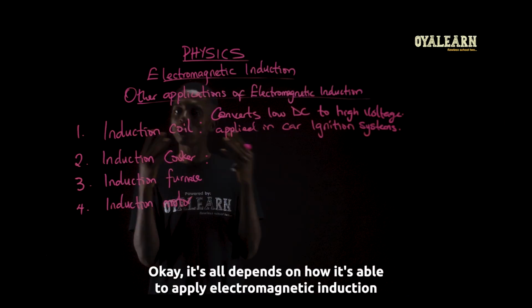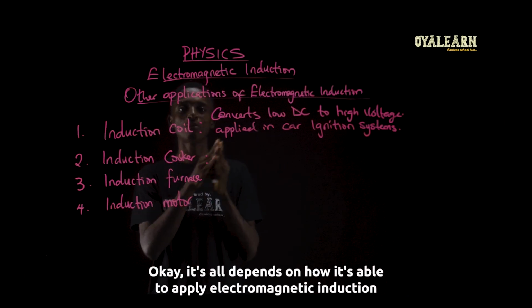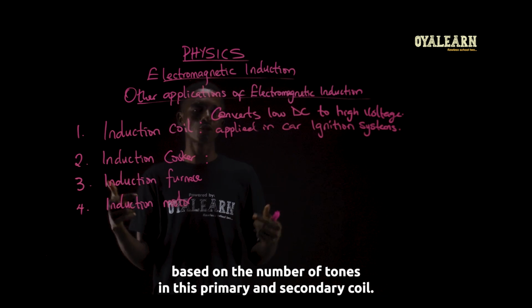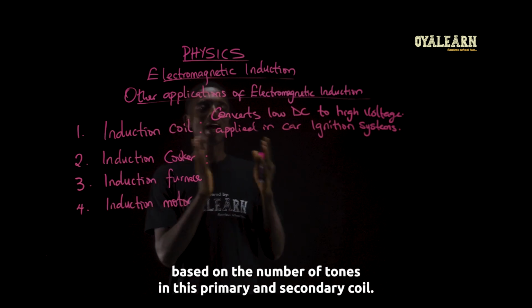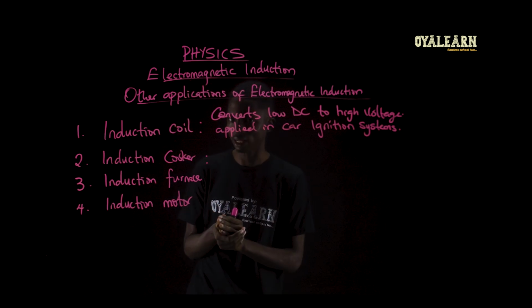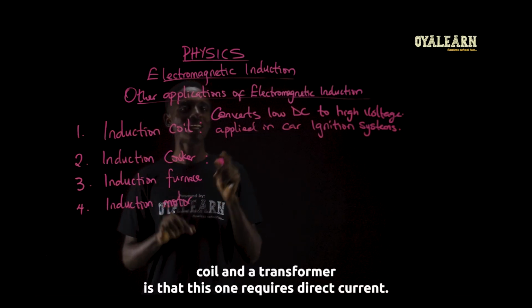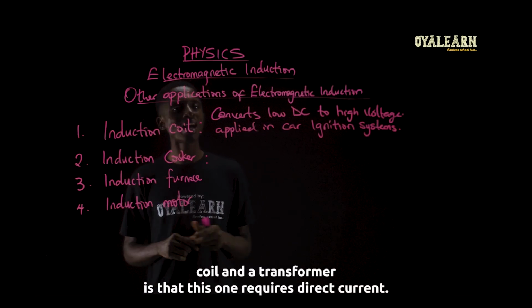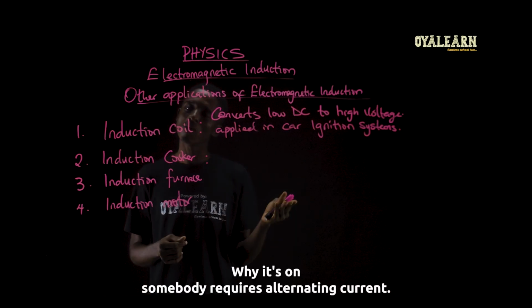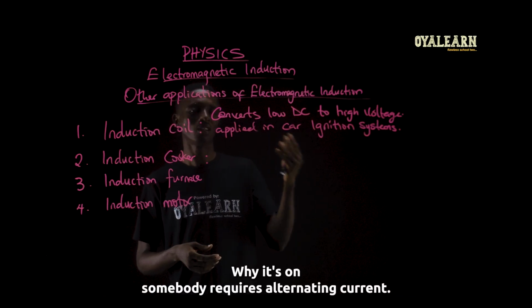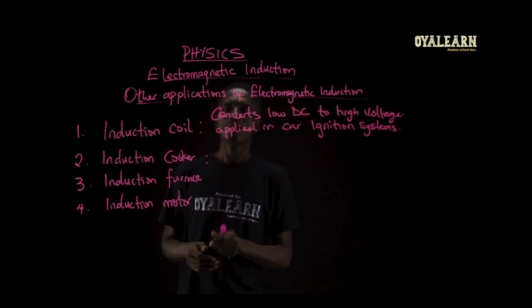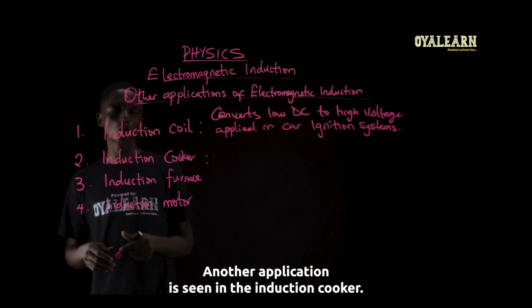Okay, it all depends on how it's able to apply electromagnetic induction based on the number of turns in this primary and secondary coil. But don't forget, once again, the difference between an induction coil and a transformer is that this one requires direct current, while a transformer requires alternating current. Okay. Another application is seen in the induction cooker.